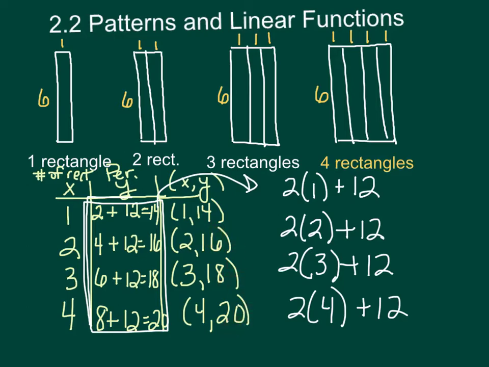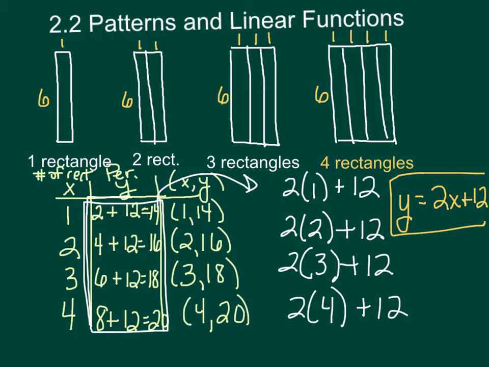So if you notice, you had 2, but you took 2 times 1, and that gives us this 2. 2 times 2, that gave us this 4. 2 times 3, that gave us the 6. 2 times 4, that gives you the 8. So our equation would be this. Y equals the 2. The 1, 2, 3, and 4 represent x. And the 12 is what stayed the same.